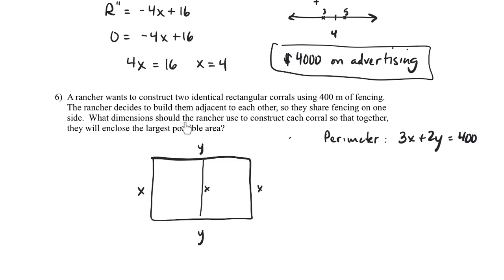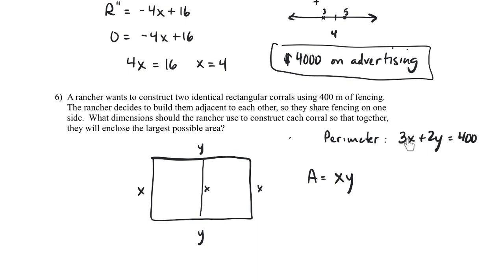But the question here is, what dimensions should the rancher use to construct each corral so that together they will enclose the largest possible area? So the area is what we're trying to maximize. So the area, as I've drawn this, is area equals length times width, or x times y. In order to find the maximum possible area, we're going to have to find the derivative. However, we've got too many variables. That's why we use this secondary equation here.